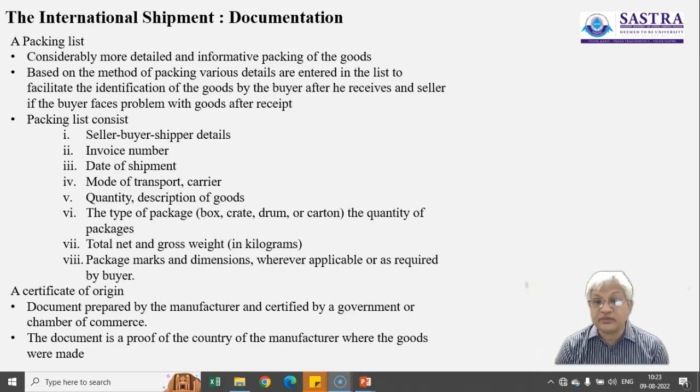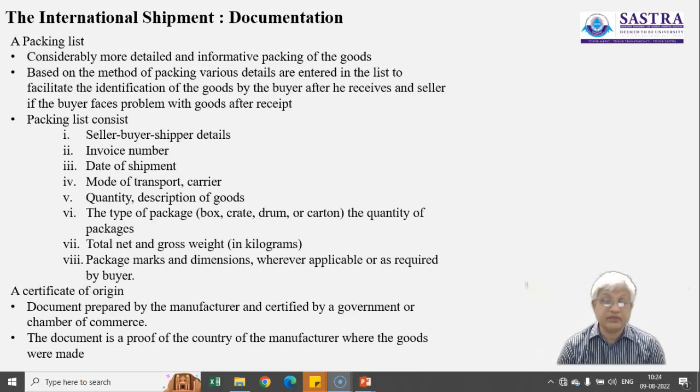The next document that we discuss is the certificate of origin. A certificate of origin is a document that has to be sent by the supplier of the goods, where he declares that the goods are manufactured in his country.